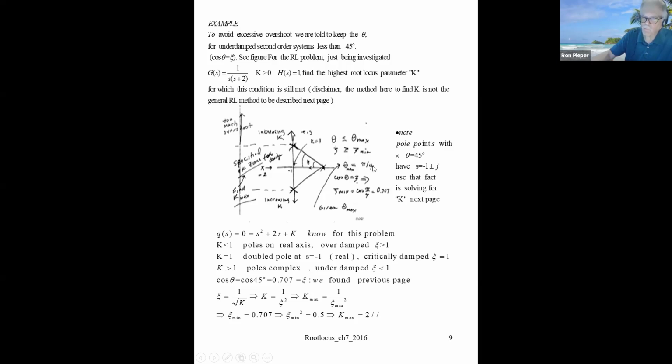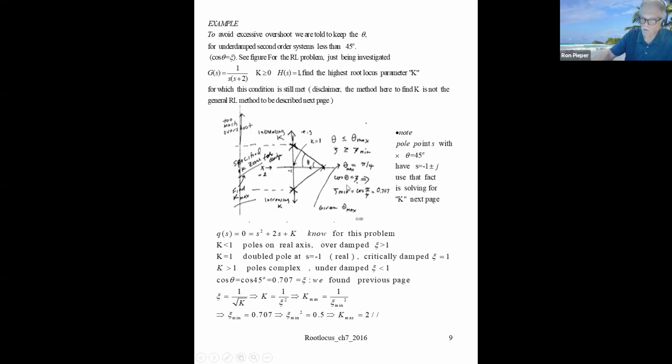Since 45 degrees is pi over 4, in order to get that K, one idea is to recognize that there's a connection between K and the damping factor. All we need to do is use our connection between the angle theta and the damping factor, and then we have our connection between the damping factor and K. So there's a thread of logic there. Our famous formula from chapter 2 says the damping factor is equal to the cosine of that angle.